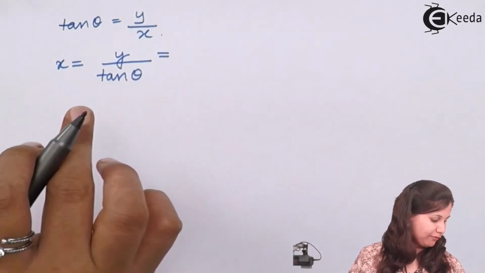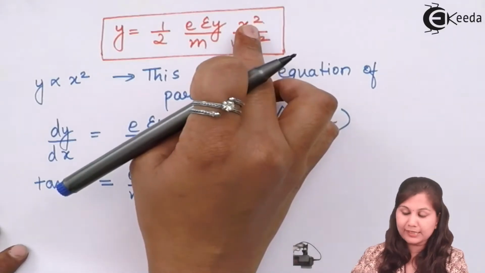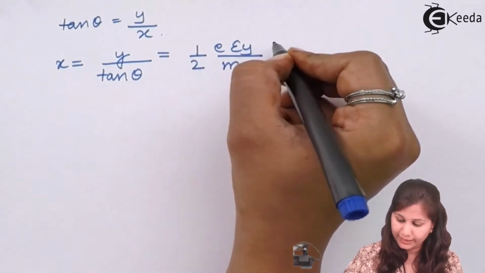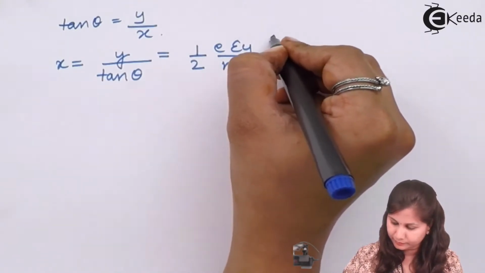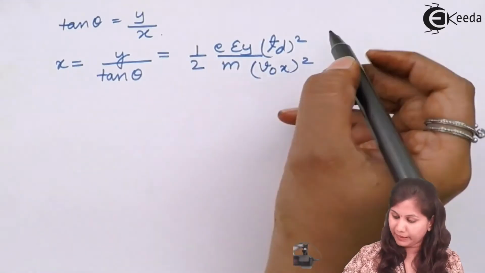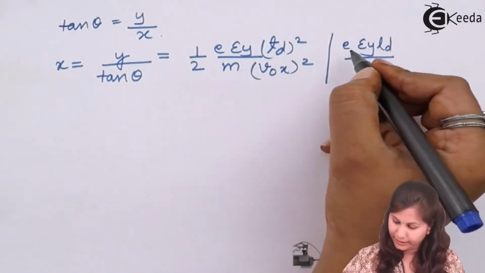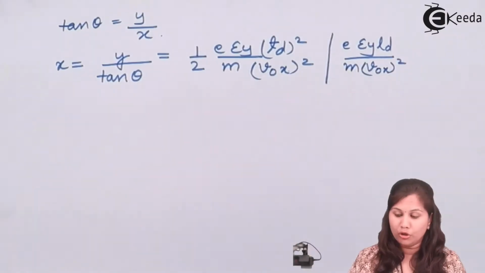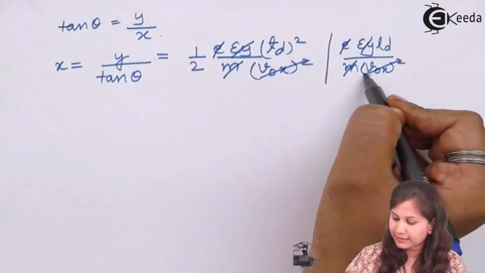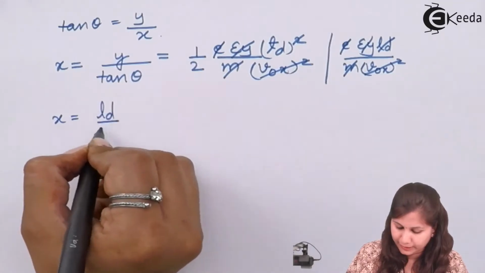Now the value of y, we have already calculated, it is half e epsilon y by m v o x square times x square. Instead of x we will write ld, so y will be half e epsilon y by m v o x square times ld square, divided by tan theta. Tan theta we have calculated here, it is e epsilon y ld upon m v o x square. So here e cancels, epsilon y cancels, m cancels, v o x square cancels, and we have ld square and ld. One ld will be cancelled. So x will be equal to ld by 2.